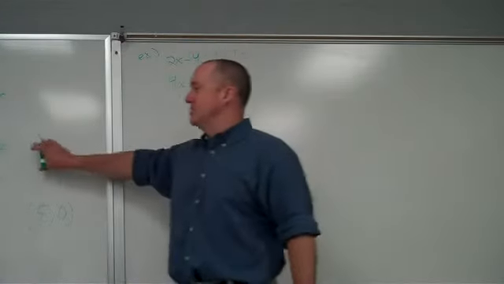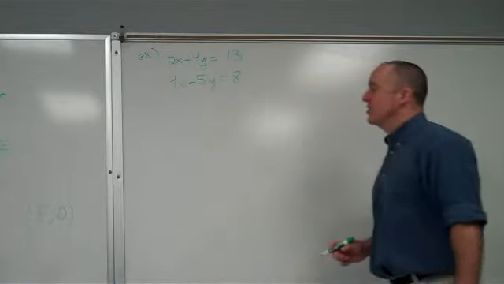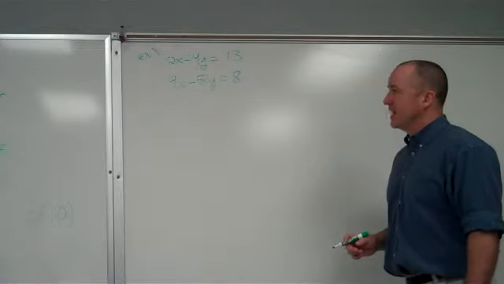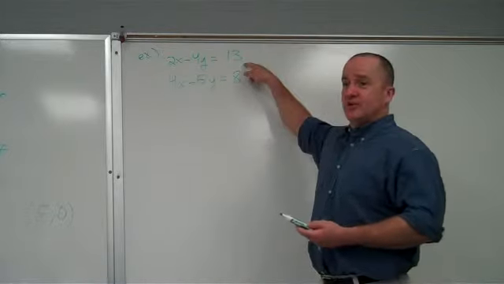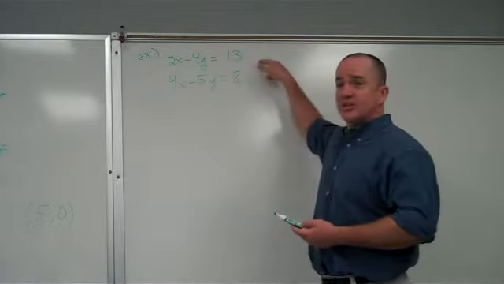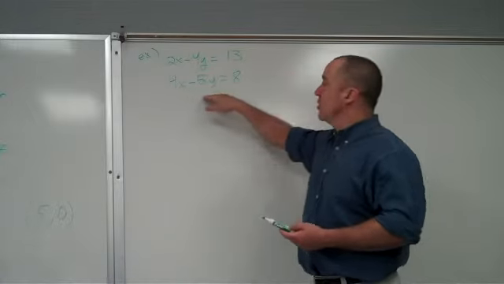Here's where the second rule comes in. You can multiply an entire linear equation by any number. I mean, I could decide to double everything in this equation. I could decide to triple everything in this equation. I could multiply everything in this equation by 52.